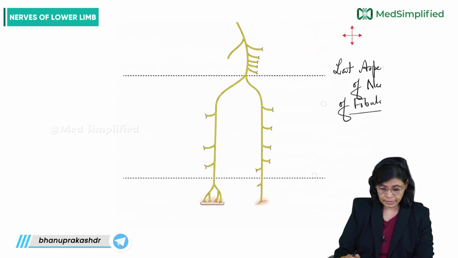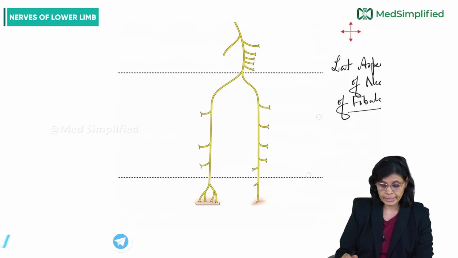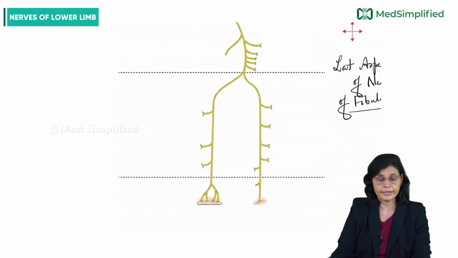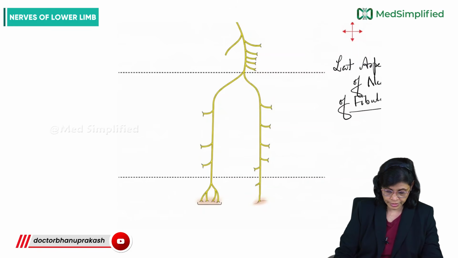Whereas the motor branches from the superficial peroneal nerve will supply the muscles along the lateral compartment of the leg, which we also call the peroneal compartment. So we will just see the distribution here now.